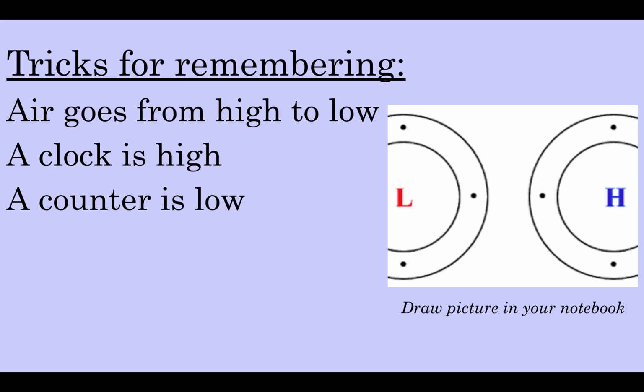First, we have to remember that air goes from high to low pressure. To remember that, you can think back to the subway example: people go from the crowded subway car, which represents high pressure, to where things are more spread out, the low pressure location. Then you have to remember that a clock is high and a counter is low.